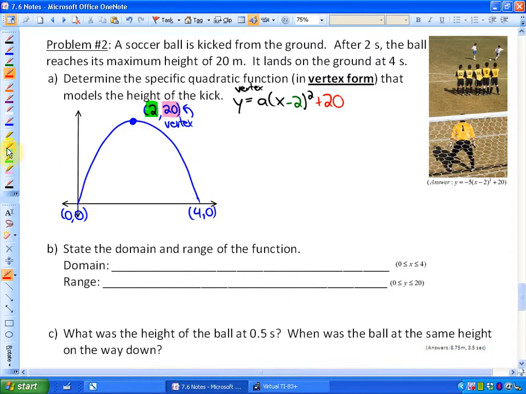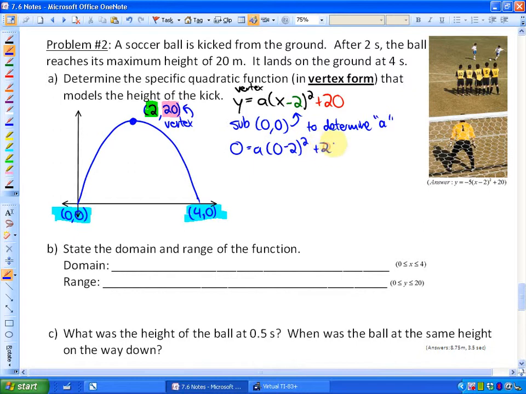To do that, we are going to substitute one of these points that I'm highlighting in blue into the function, which we've done in a previous lesson. I'm going to go ahead and substitute the point 0, 0 for x and y into here, to determine the value of a. Okay, so y, which is 0, is equal to a times x, which is 0, minus 2 squared plus 20. So 0 is equal to a times -2 squared plus 20.